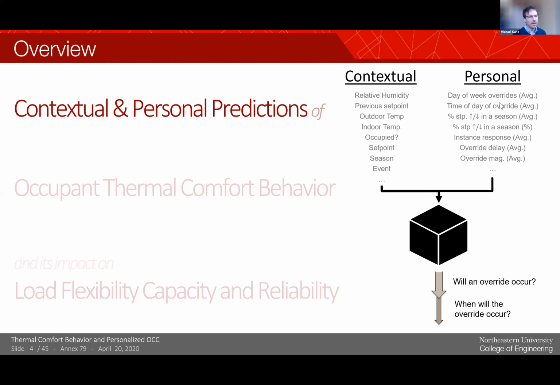On the personal factors, we took an initial shot at this. There's definitely room to improve what sort of personal factors we used, but we considered the average day of the week that the occupant overrides, and the average time of day of this person's overrides. Are they more likely to increase or decrease the set points during cooling seasons? Sometimes we found there are two different types of behaviors. Occupants sometimes will override immediately, as if they were able to predict a scheduled change.